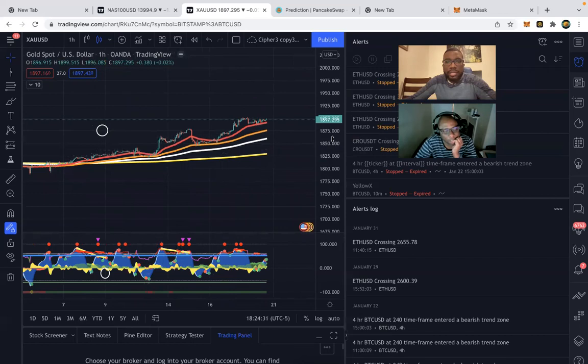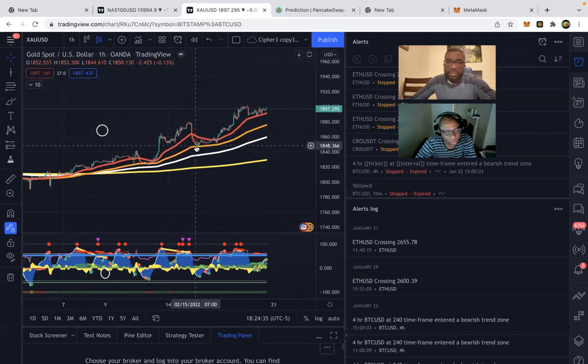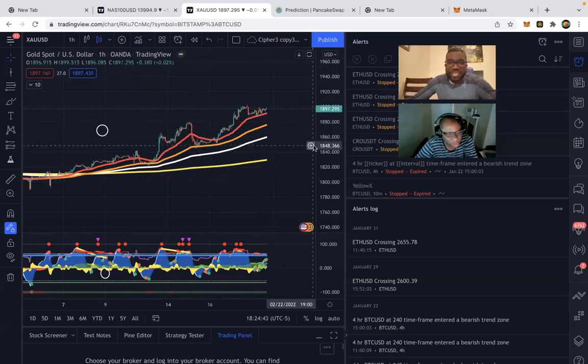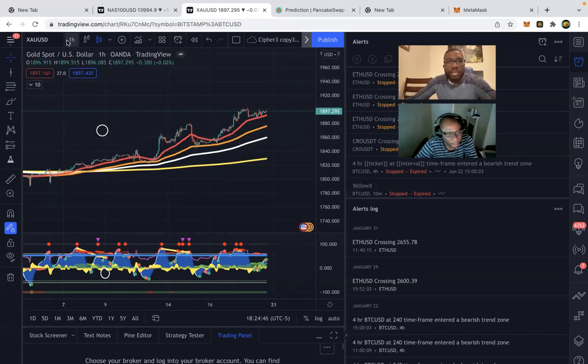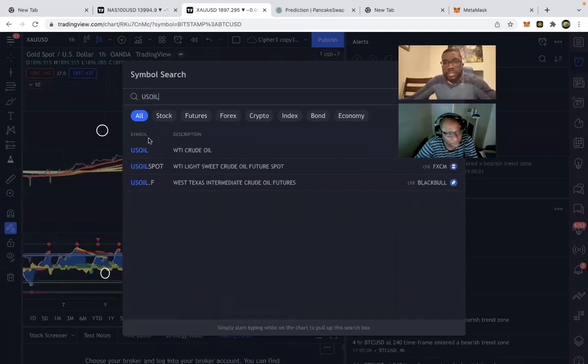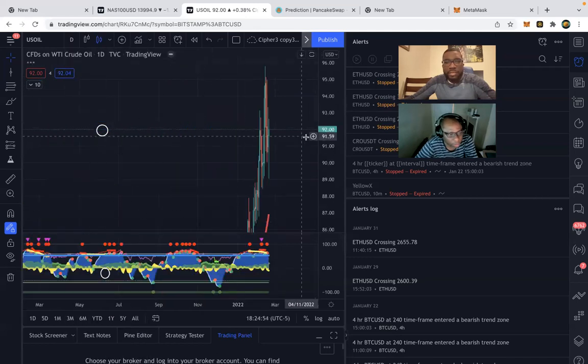When they're like this, I wouldn't long gold up here. You could probably catch some pips though, like the waves are up here, but it's weakening. It keeps you away from bad trades. Do you trade oil? Yeah, I trade oil too. I love trading oil at times.